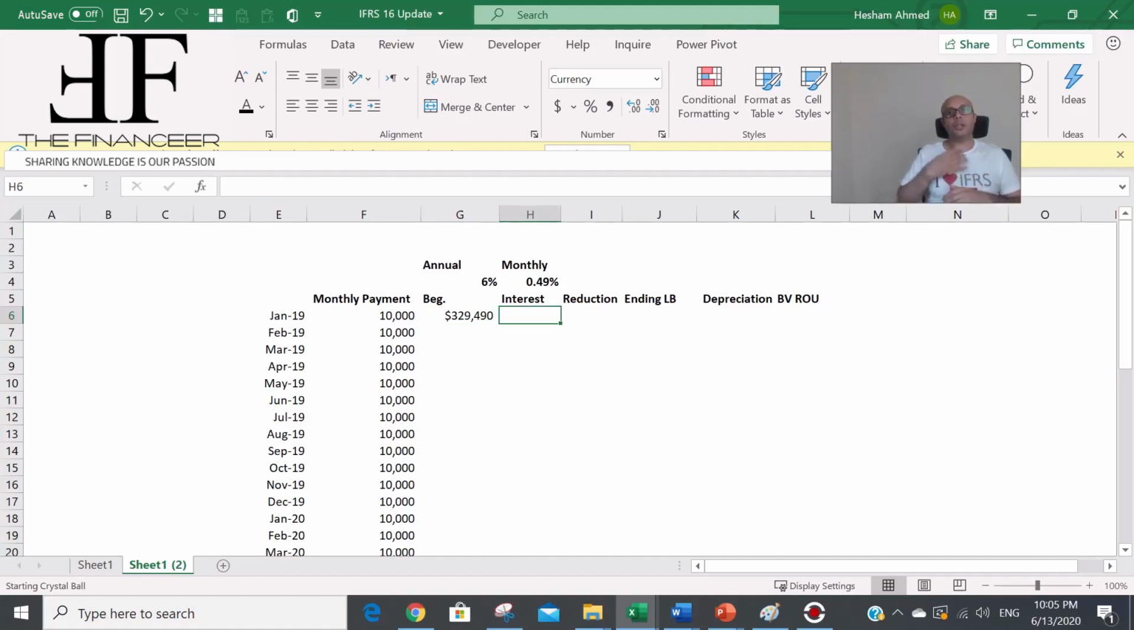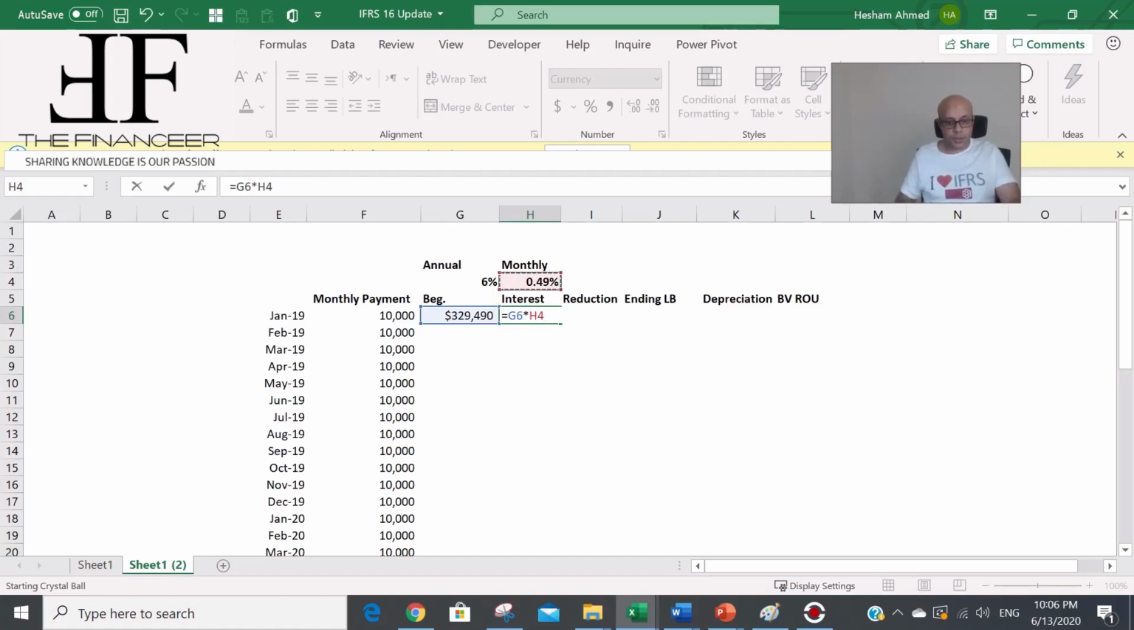Then you need to calculate the interest, because this is a liability and you are going to pay in the future. The interest will always be calculated on the beginning balance. So you are going to say this beginning balance times the interest rate, which we converted to a monthly rate of 0.49%. So this will be the interest itself. Sorry, there's a mistake here.